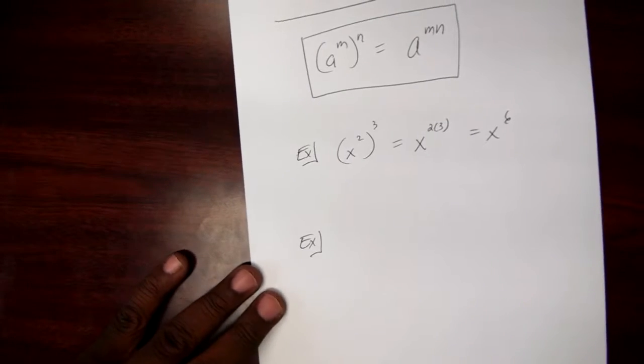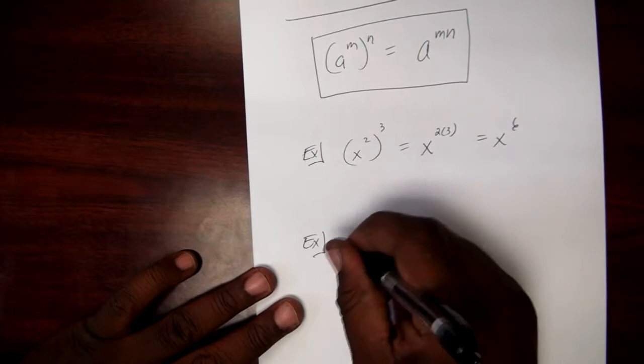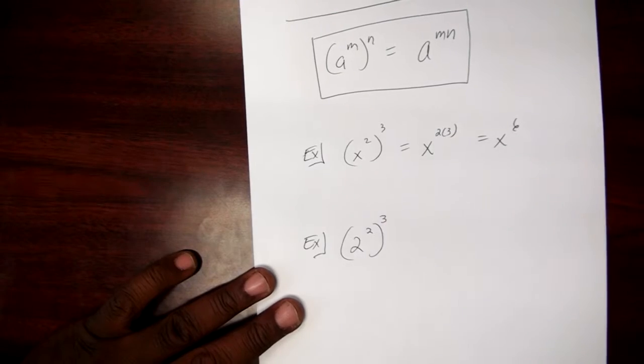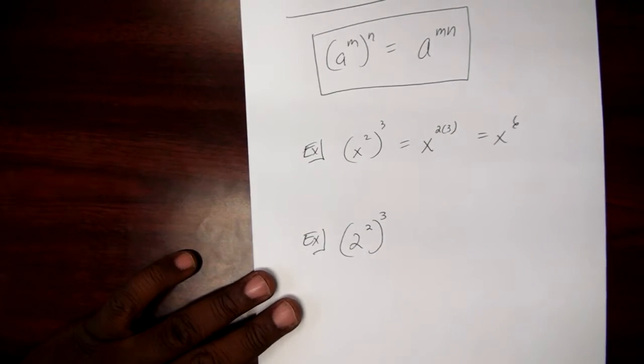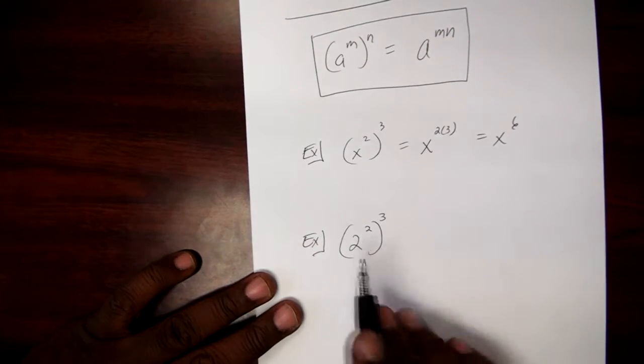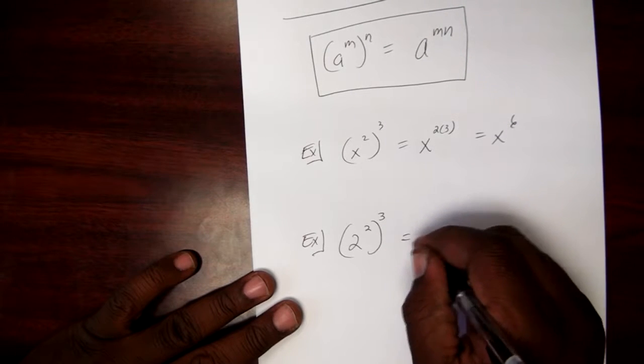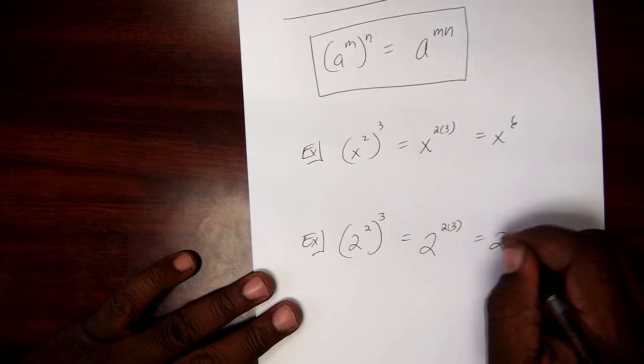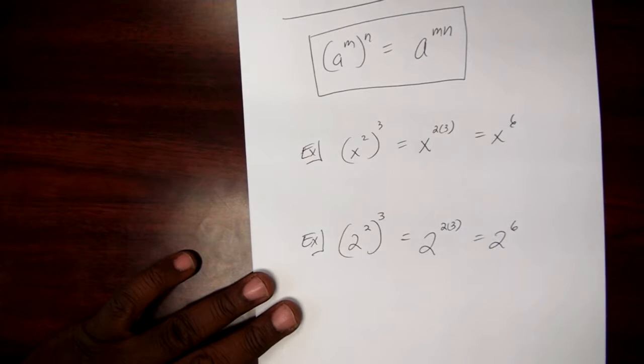We'll take a look at another numerical example. 2 to the second power raised to the third power. We'll use the power of powers. We'll write this as 2 raised to the 2 times 3 power, which is 2 to the sixth power.